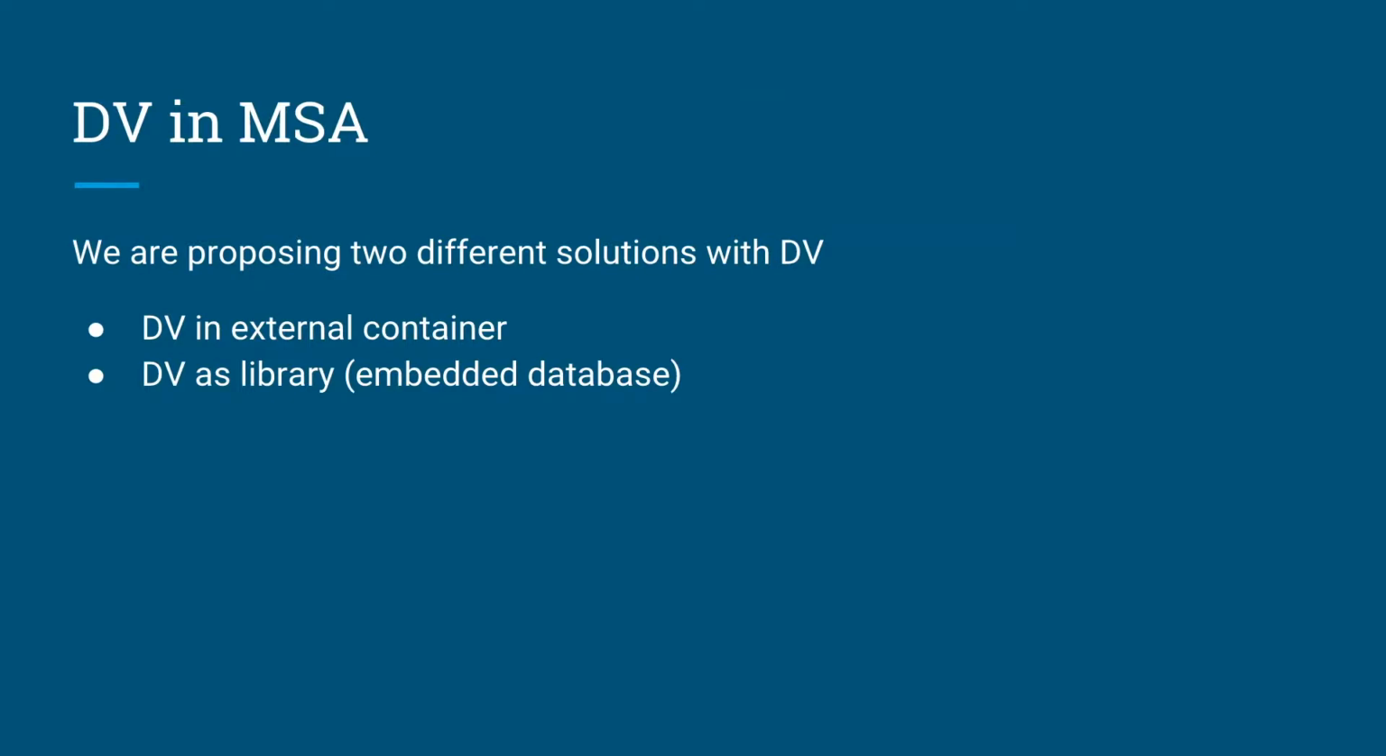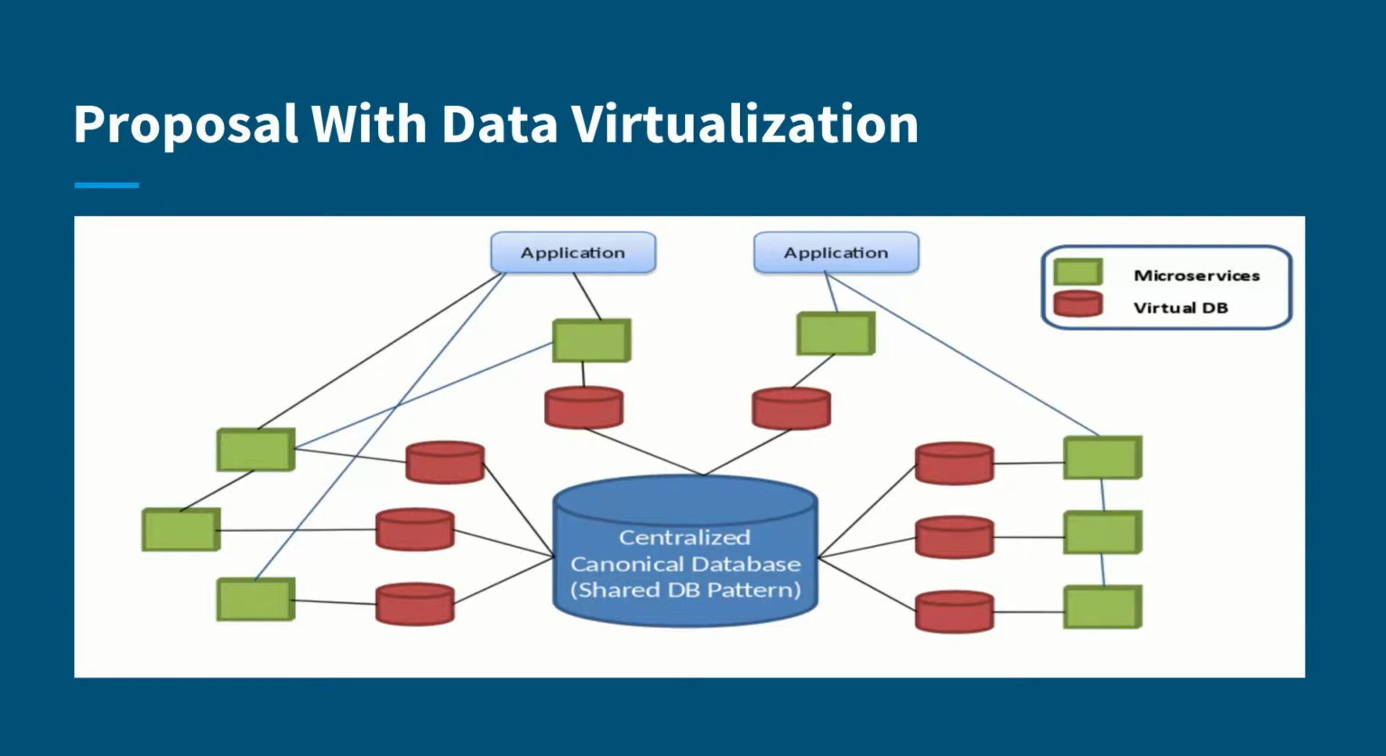So we are proposing in DV two different ways to support DV in microservice architecture. One is DV in an external container, like what I showed you here. The red virtual database is sitting, if you take OpenShift or Kubernetes container, your virtual database is sitting in a different container. Your microservices application is connected to this container as a database and doing its database specific task, whether it's saving or reading data from that.